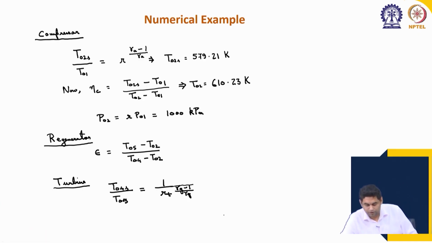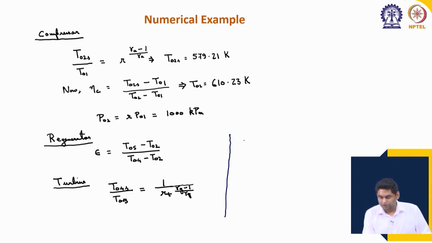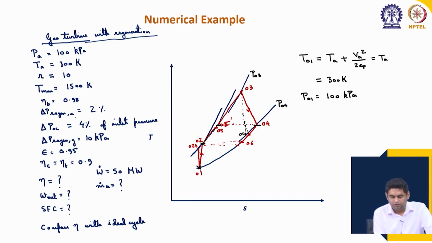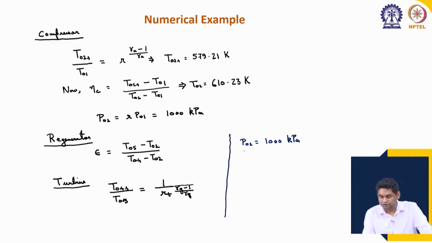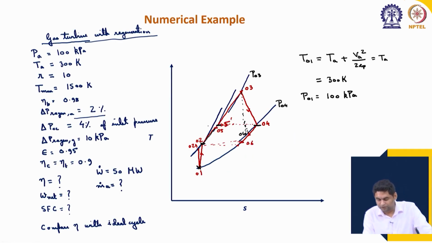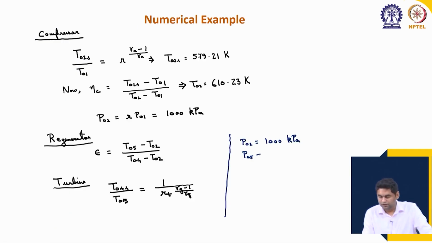Let us use a different color. So, not turbine pressure losses, the pressure losses before the turbine. The pressure at the exit of the compressor, P02, is 1000 kPa. After the regeneration process, what is the loss in the regenerator? 2% of 1000. So, P05, the pressure loss between here and here is 2%. So, P05 is 98% of 1000, which is 980 kPa.